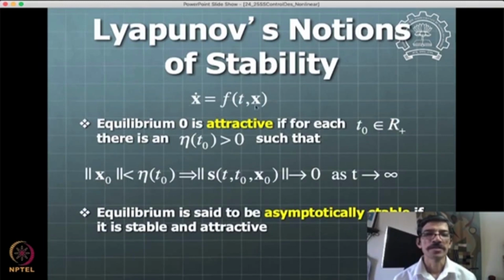For the same system, with 0 as our equilibrium, the equilibrium is attractive if for each time t0 belonging to R plus, the real line, there is an eta greater than 0, such that the solution trajectory tends to 0 as t tends to infinity. What it means is that the solution trajectories not only remain in the ball of epsilon, but they actually tend to go to 0 as t tends to infinity. Then the equilibrium is attractive.